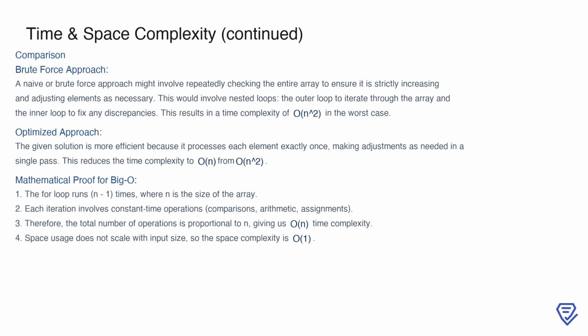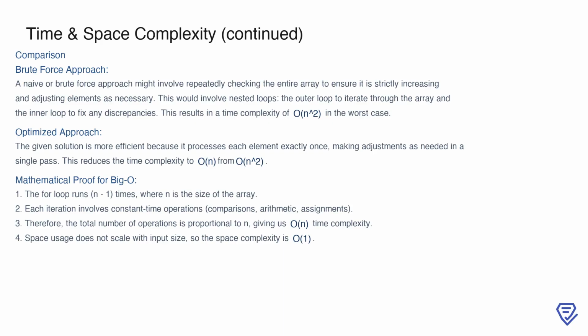On the other hand, the optimized solution processes each element in a single pass, performing adjustments immediately. This eliminates the need for repeated scans, reducing the time complexity to O(n). Mathematically, this is because the loop runs n-1 times, and each iteration consists of constant time operations like comparisons, arithmetic, and assignments. Thus, the total number of operations is directly proportional to n.